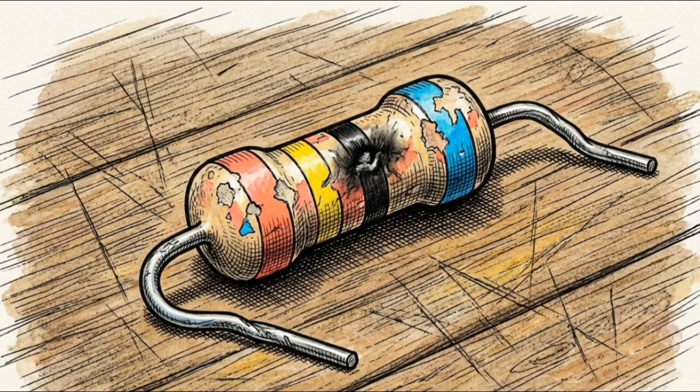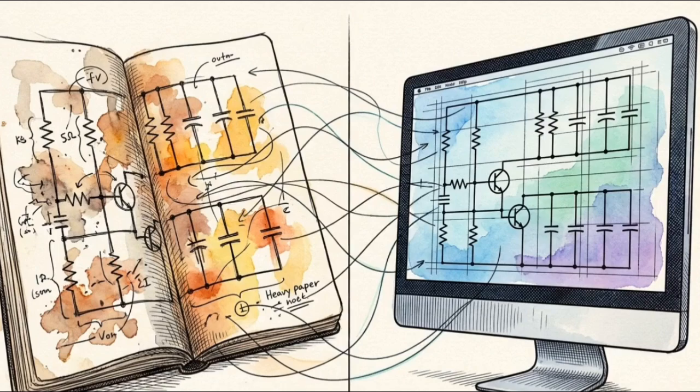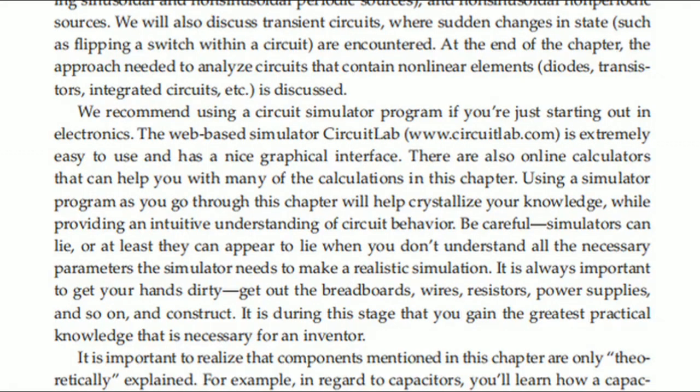To bridge the gap between textbook math and the physical building, many turn to software circuit simulators. Many engineering resources will specifically recommend jumping into a web based simulator like CircuitLab. And it is an incredibly easy way for beginners to visualize voltage and current flowing through a system without having to grind through manual calculations.